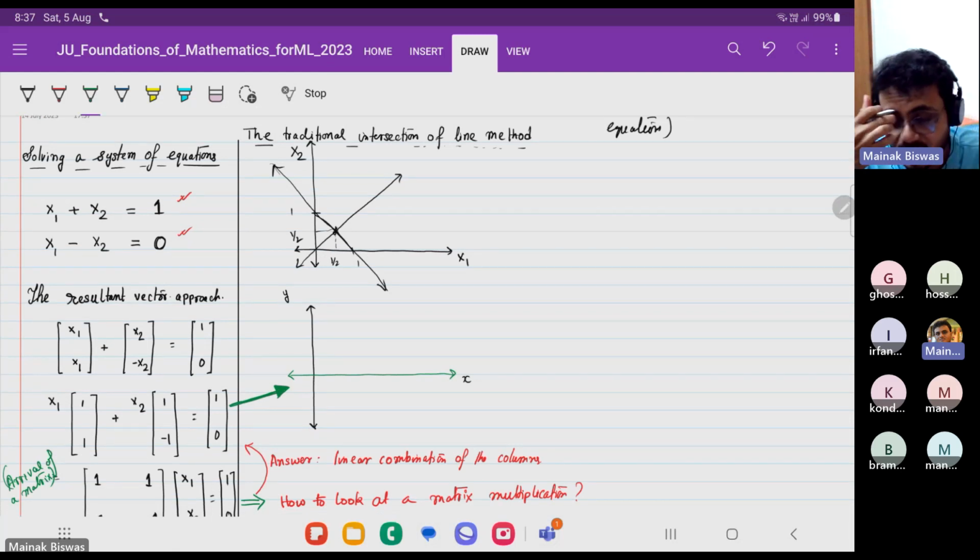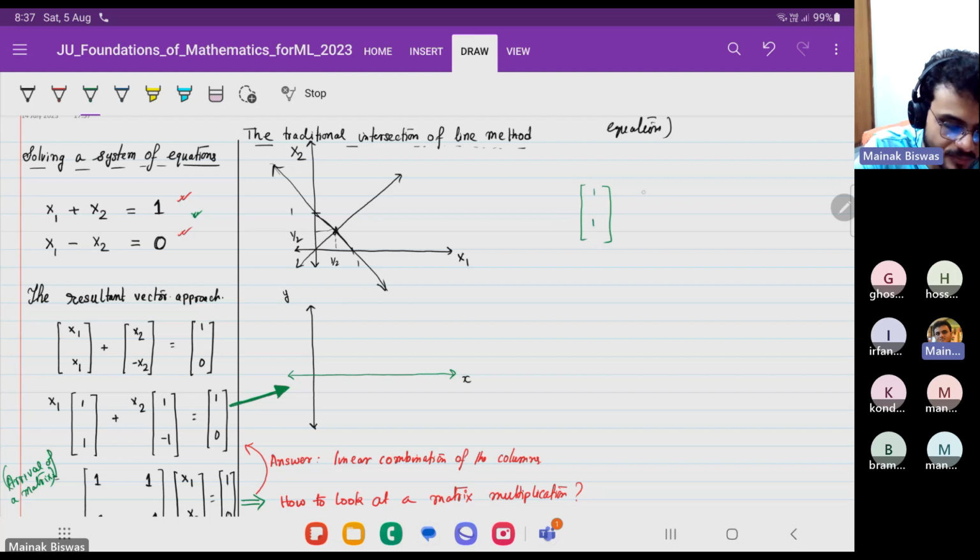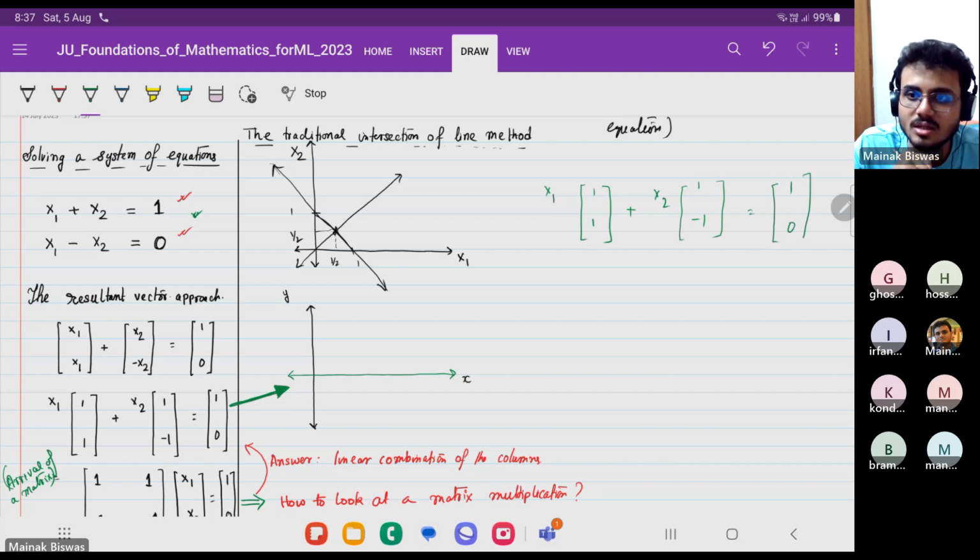So how will we be using vectors to solve the same question? We will be changing this set of equations into a vector. Can I write this in the form of matrices, in the form of [1 1; 1 -1] times [x1, x2] equal to [1, 0]? All I'm doing is combining these two equations into a single equation. So this is a simple vector equation.